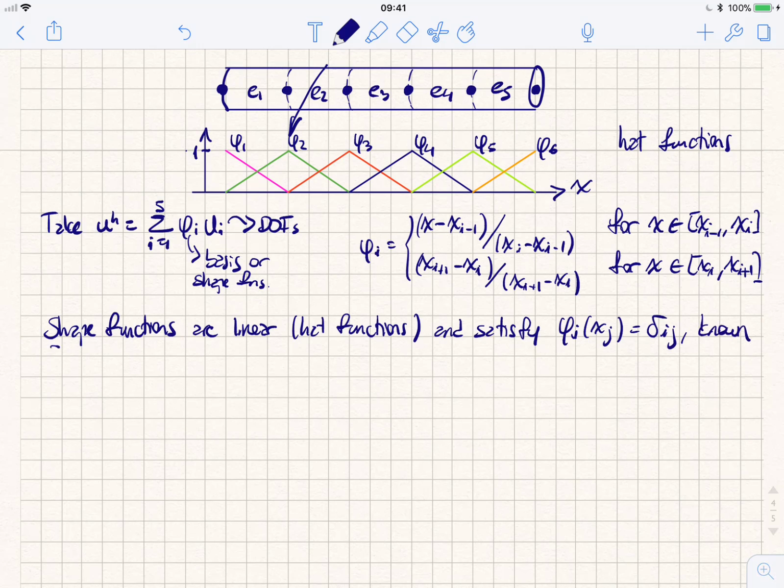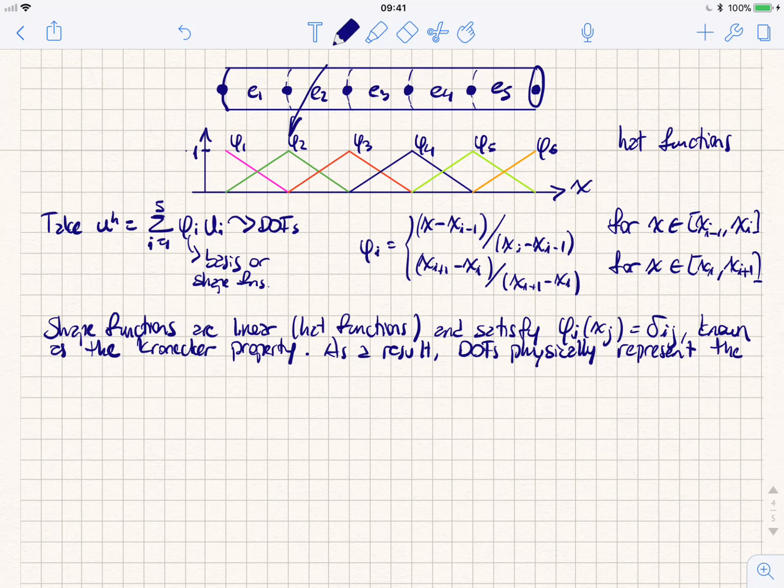Known as the Kronecker property. As a result, they physically represent the displacement at the corresponding node.